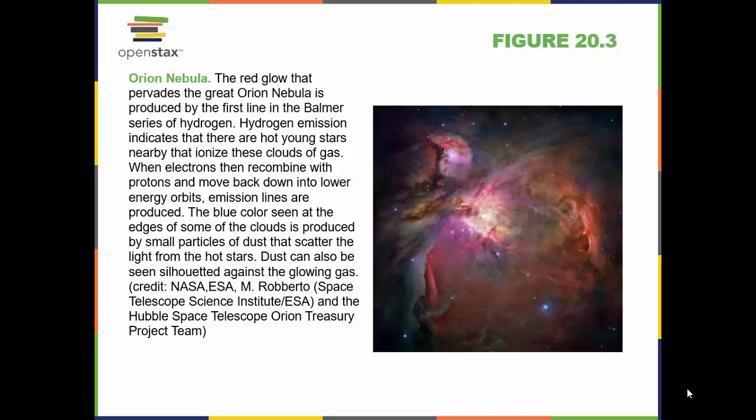The blue color, seen at the edges of some of the clouds, is produced by small particles of dust that scatter the light, much like particles in our atmosphere scatter the blue light and make the sky blue.